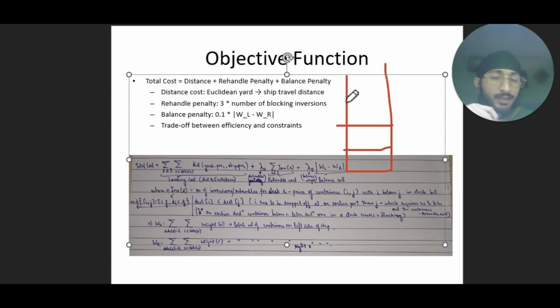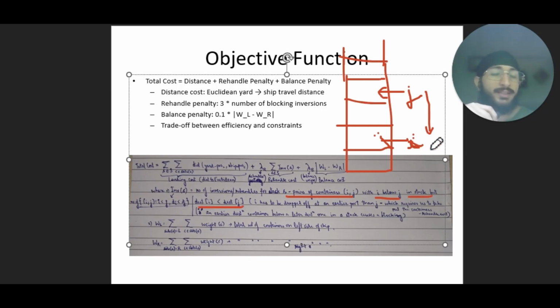Let us say we have containers in a stack in this format, and let us say this is the ith container and this is the jth container. So basically, what an inversion would be is pairs of containers (i, j) with i below j. You can see in the stack, i is below j vertically, right? But the destination of i, let us say, is destination 2, and j has to be dropped off at destination 4, or let us say 5, right?